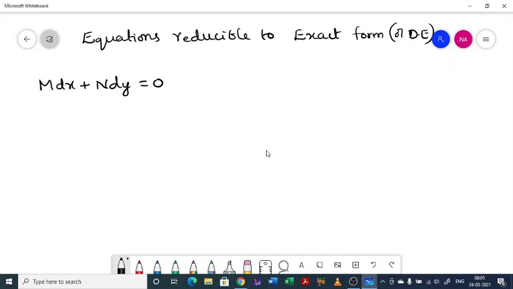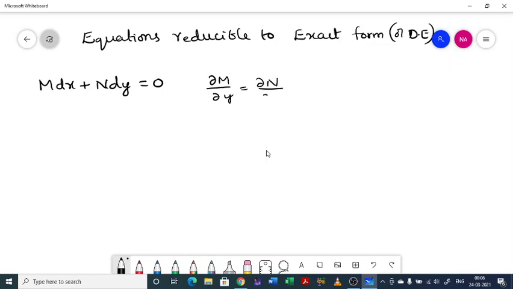We say that this equation is exact if there exists a function g such that dg equals M dx plus N dy. That is the definition, but usually we use the condition for exactness to check the nature of the given differential equation. The equation M dx plus N dy equal to 0 is exact if and only if ∂M/∂y equals ∂N/∂x. If this condition holds, then the given equation is exact.